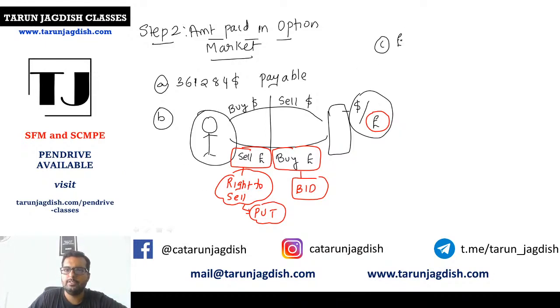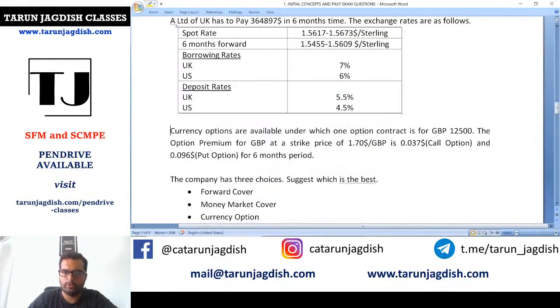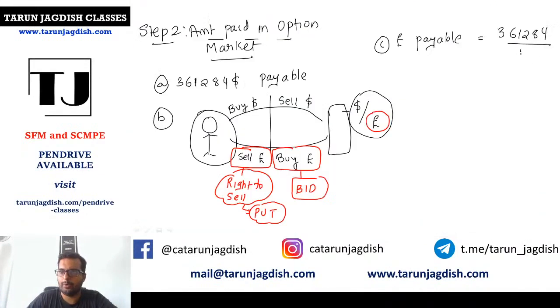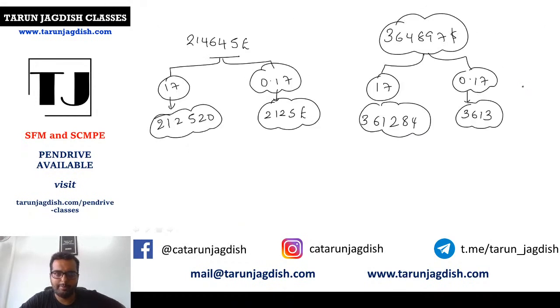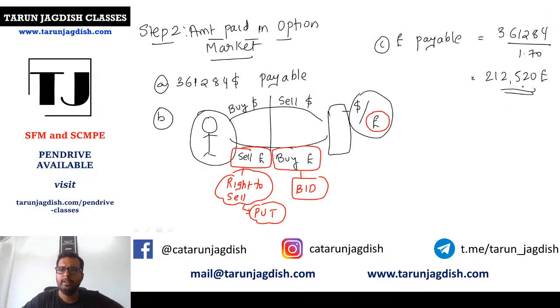So now the sterling payable will turn out to be 361,284 divided by what was the exercise price? 1.7. Once I do that, 361,284 divided by 1.7, I will get the answer as 212,520 sterling. This must be the same answer that you got earlier. Yes or no? Yes. So this is the sterling payable in the option market.